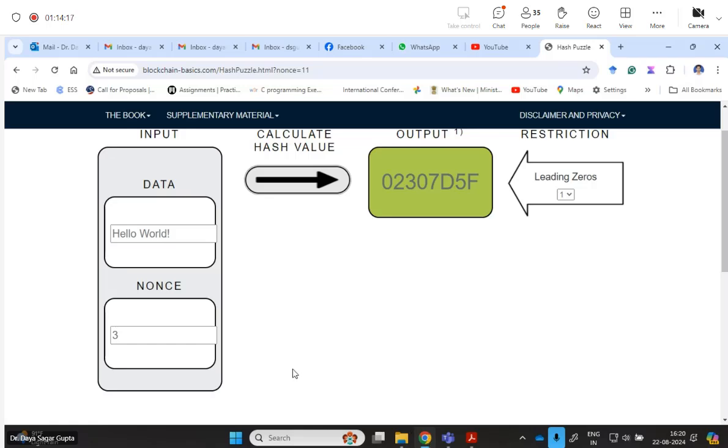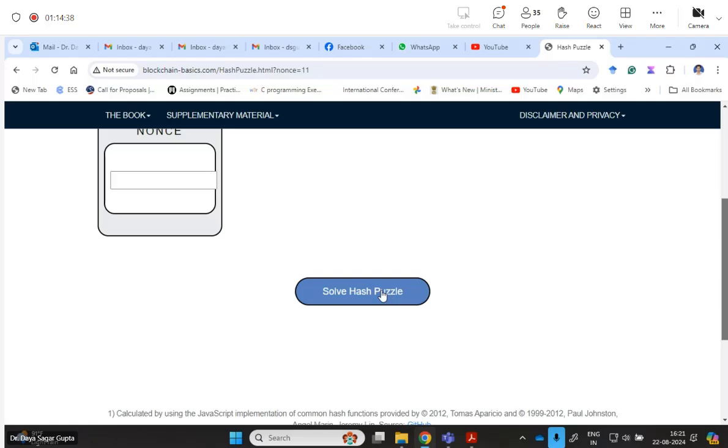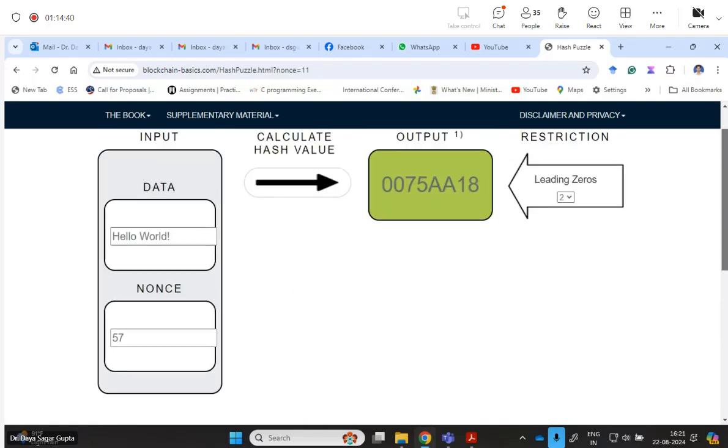If some attacker is trying to do this, what will he do? He knows the message, but he doesn't know the nonce. He will start from 0, then try 1, 2, 3, 4, 5, 6. Let us say I need 2 leading 0s. I get this output. This data is with the attacker, this hash value is with the attacker, but he does not know the nonce. So this nonce creates some restriction, some power.